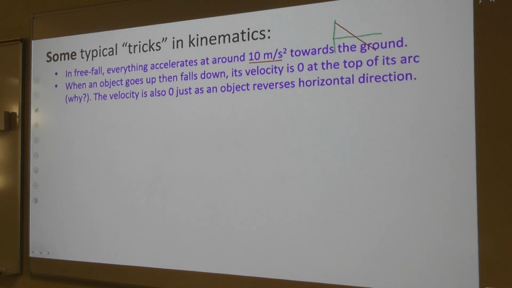The acceleration a_y is negative 10 meters per second squared. It's known. You just may not be told that in the problem.